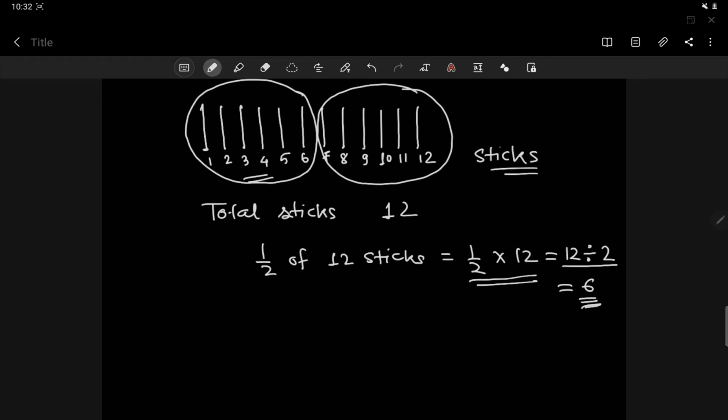So this is the way to find out the 1/4 of a number, half of a number, 1/3 of a number. In this way you can find out. Now we already have discussed this in the previous classes, so we just go to exercise 8.1.